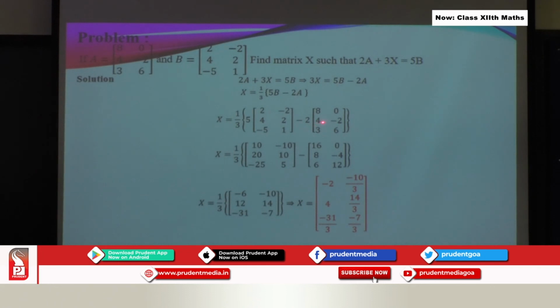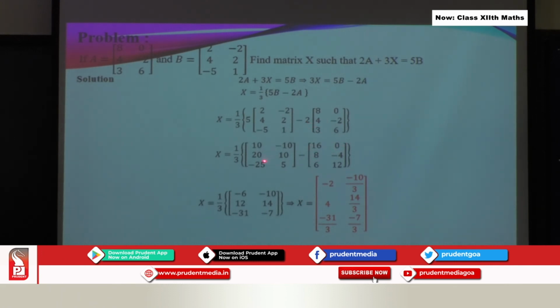Afterwards you can see this 2 is multiplied, so I am supposed to do scalar multiplication. 5 is multiplied, again scalar multiplication, so 5 will go to each entry and get multiplied. 5 into 2, that's 10. 5 into minus 2, that's minus 10, and so on. Same way over here, 2 I am multiplying inside. So 2 into 8, 16. 2 into 0, 0. 2 into 4, 8.